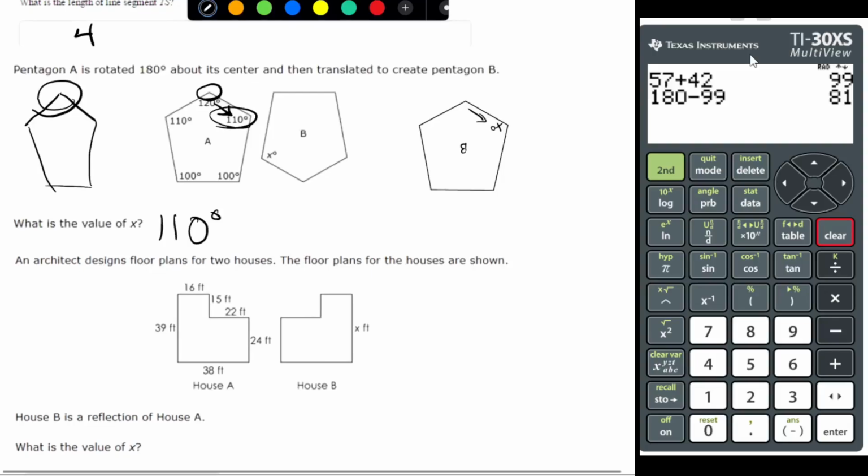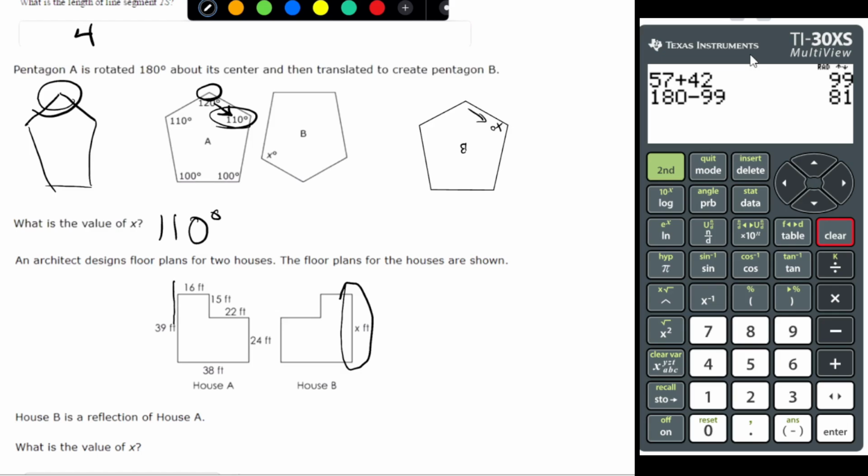That's it. An architect designs floor plans for 2 houses. The floor plans for the houses are shown. House B is a reflection of House A. What is the value of X? So remember, a reflection is just like looking in a mirror. And if you think this question looks simple, it's because, in a sense, it can be, depending on how your mind works. This could be incredibly simple for you, or it could just not work out for you. What I'm seeing here is that the side that we're trying to identify is easily the longest vertical side.